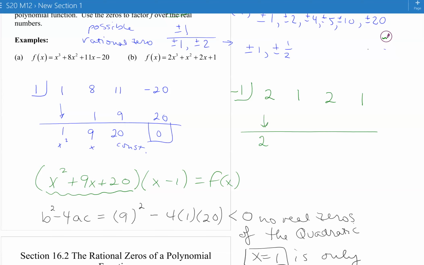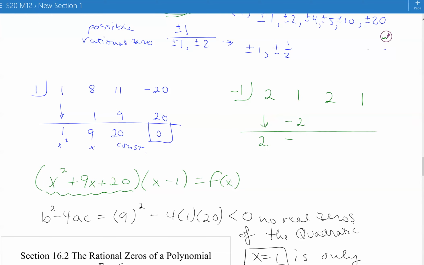So the 2 drops down, -2. Add 1 and -2 and get -1. -1 times -1 is +1. Add and get 3, and then -3, and this is not equal to 0. So that is not one of the zeros.